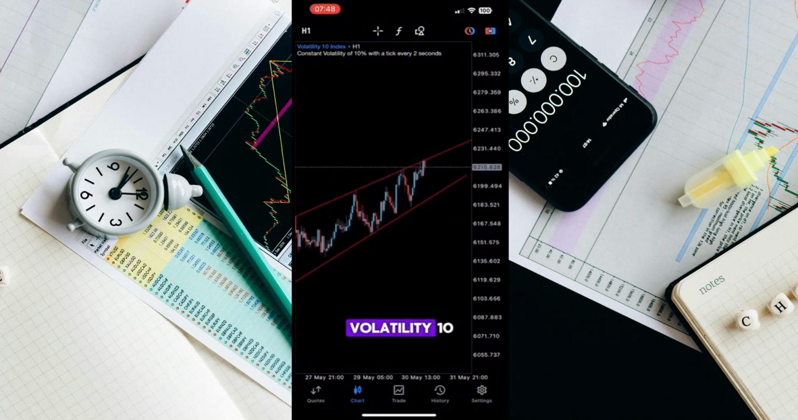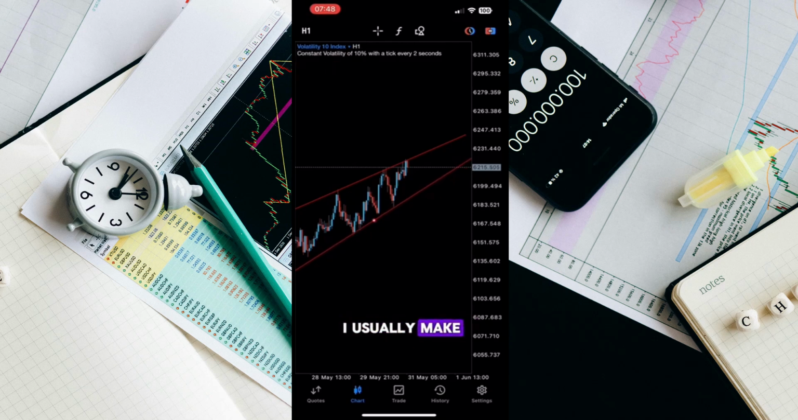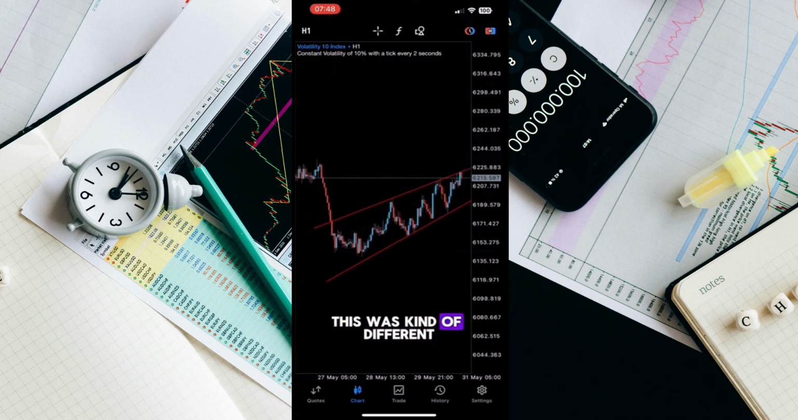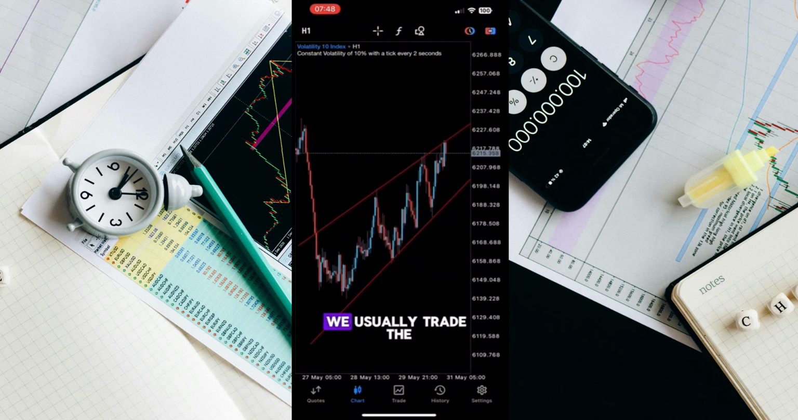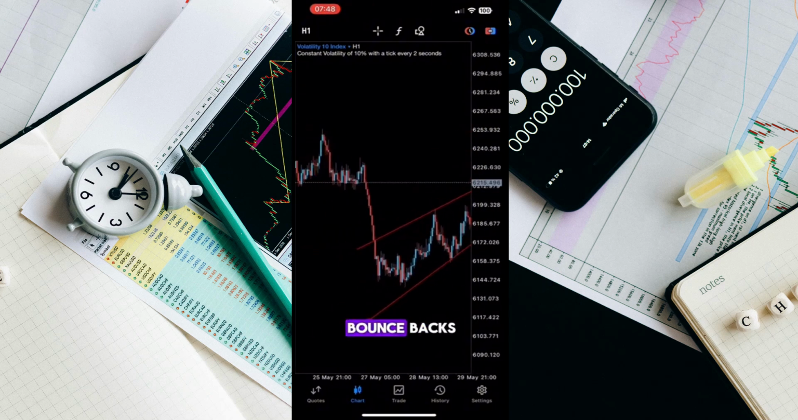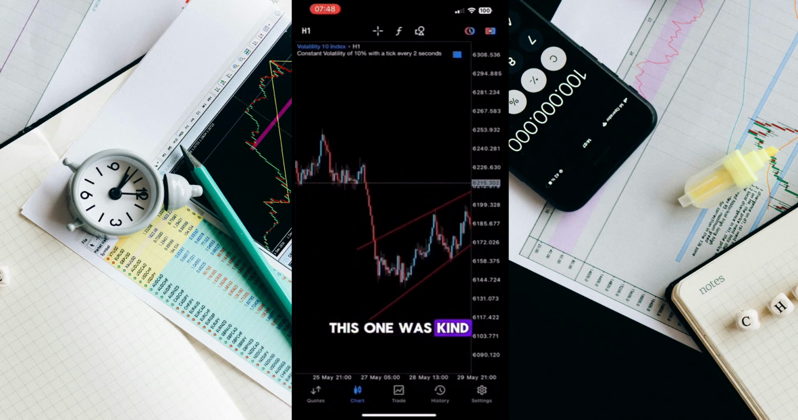Now we visit the volatility 10. In the volatility 10, unlike other trades that I usually make, this was kind of different. Usually when you see a rising wedge, we trade the bounce backs, or we trade the breakouts to the downside. However, this one was kind of different.